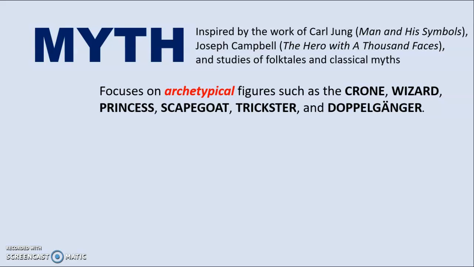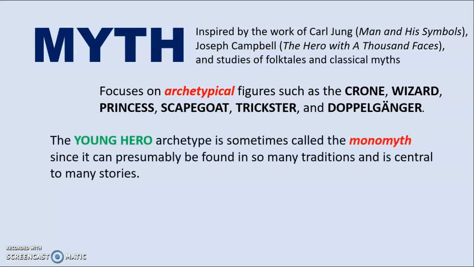of folk tales. So if we can just take one of those archetypes, probably the most famous one and most prevalent one is called the young hero. The young hero archetype is sometimes called a monomyth. I think it was Joseph Campbell who coined that phrase, the monomyth, because it presumably can be found in so many traditions and it's found all over the place. So this is how the young hero archetype works.